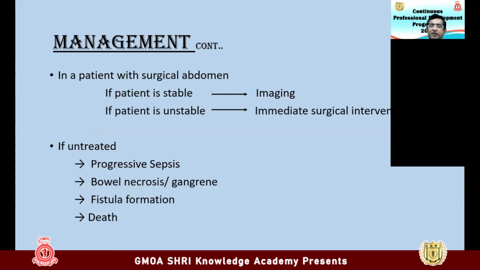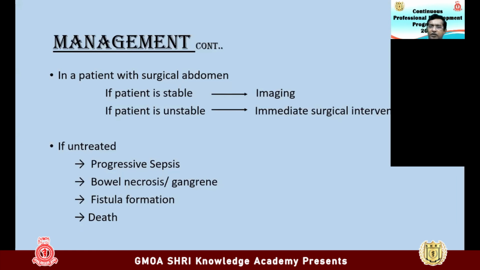So after considering all these patients, when you come to a conclusion that the patient has a surgical abdomen, if the patient is stable, you can think of imaging. So you can get time to have proper imaging to have a clear understanding and to plan your management properly. But if the patient is unstable, don't waste time on imaging, and you can offer definitive surgical care for this patient, which will stabilize the patient and stop the progression of the disease, preventing severe morbid complications.